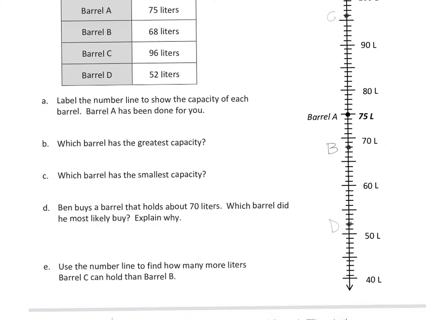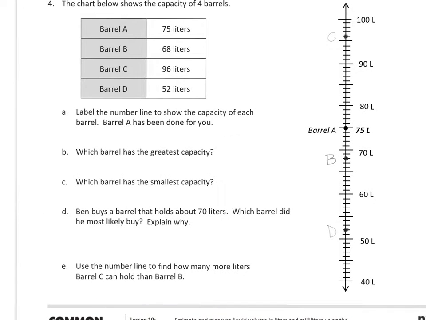Which barrel has the greatest capacity? So looking at my number line, it starts down here at 40 liters, goes up to 100 liters. So the greatest capacity, would that be the number towards the top or the number towards the bottom? Yeah, that's going to be the number towards the top because 100 is up here at the top and that's bigger than 40. So the barrel with the greatest capacity is barrel C. Which barrel has the smallest capacity? So I'm looking for the opposite here. Barrel D. It's the lowest on the number line.